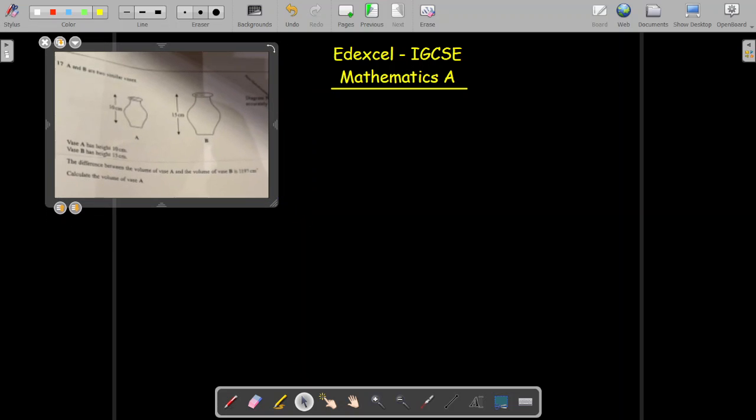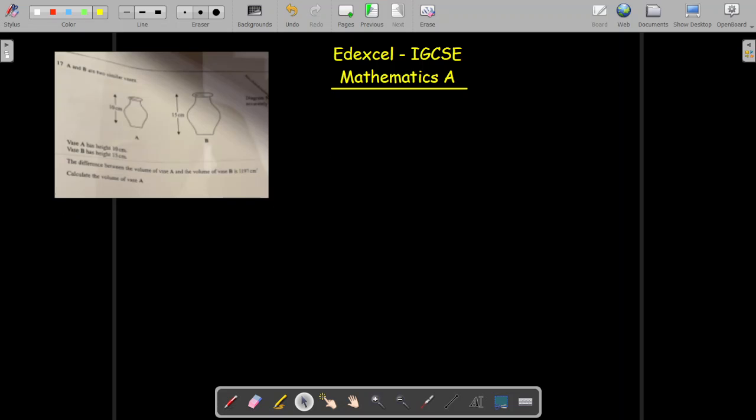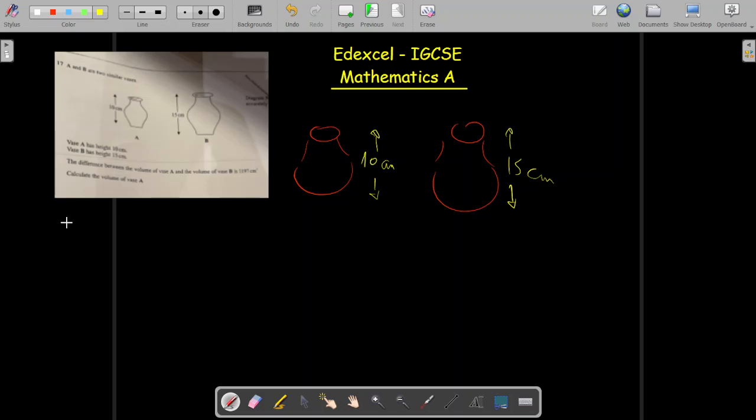I'm going to make sure it is clear to you. This is a problem related to similar shapes, or similarities. He's talking about some sort of shape, and another shape that is similar to it. The given information is like this: the height of this shape is 10 centimeters, while this shape has a height of 15 centimeters.